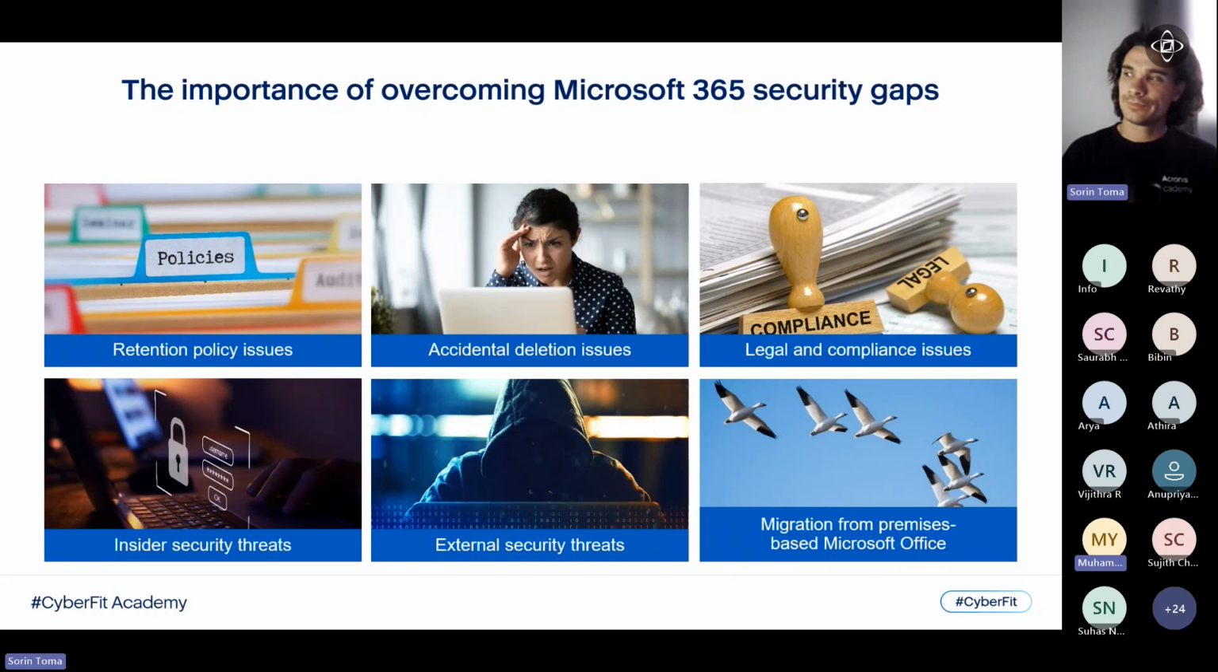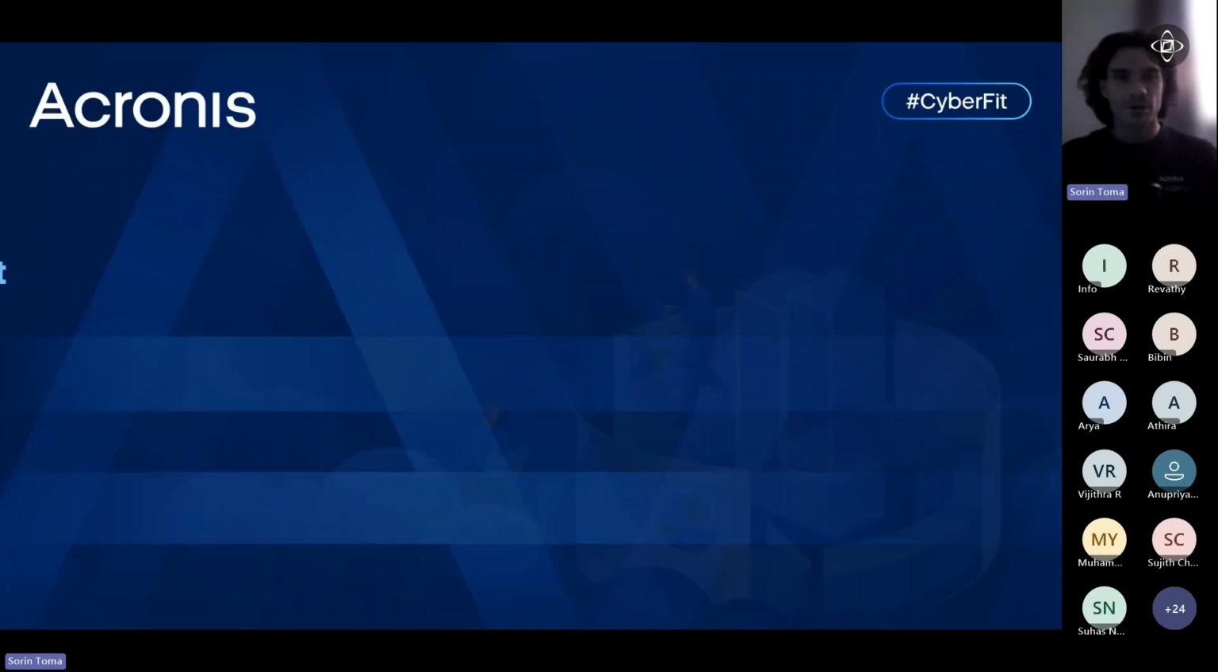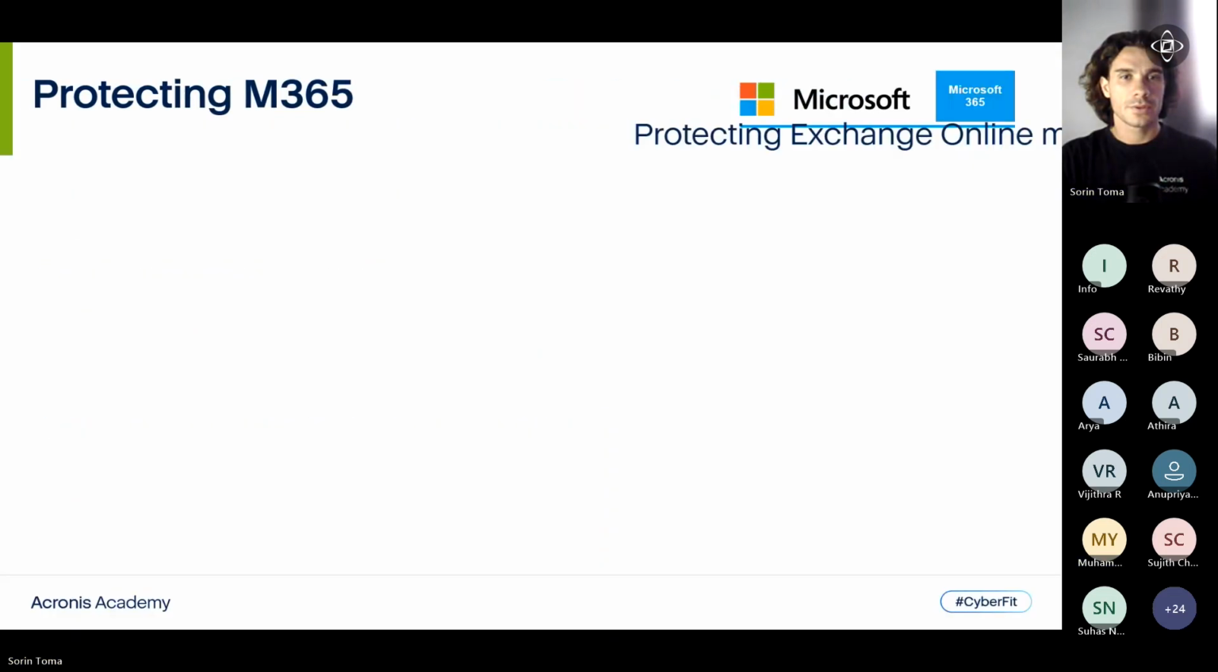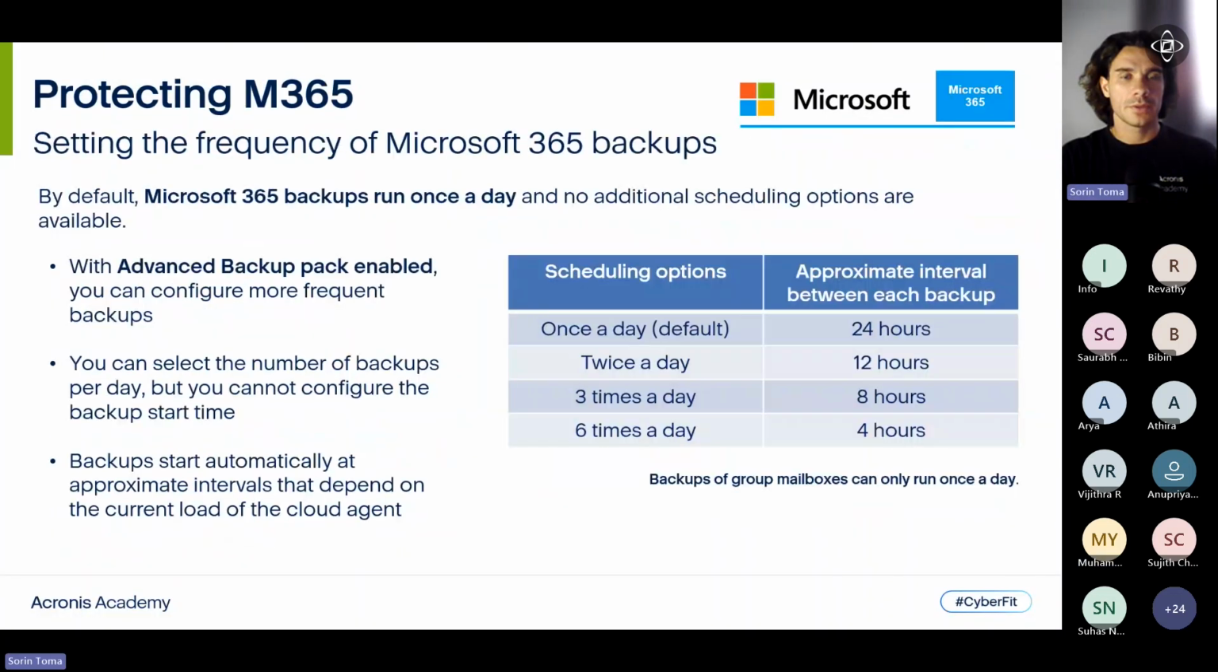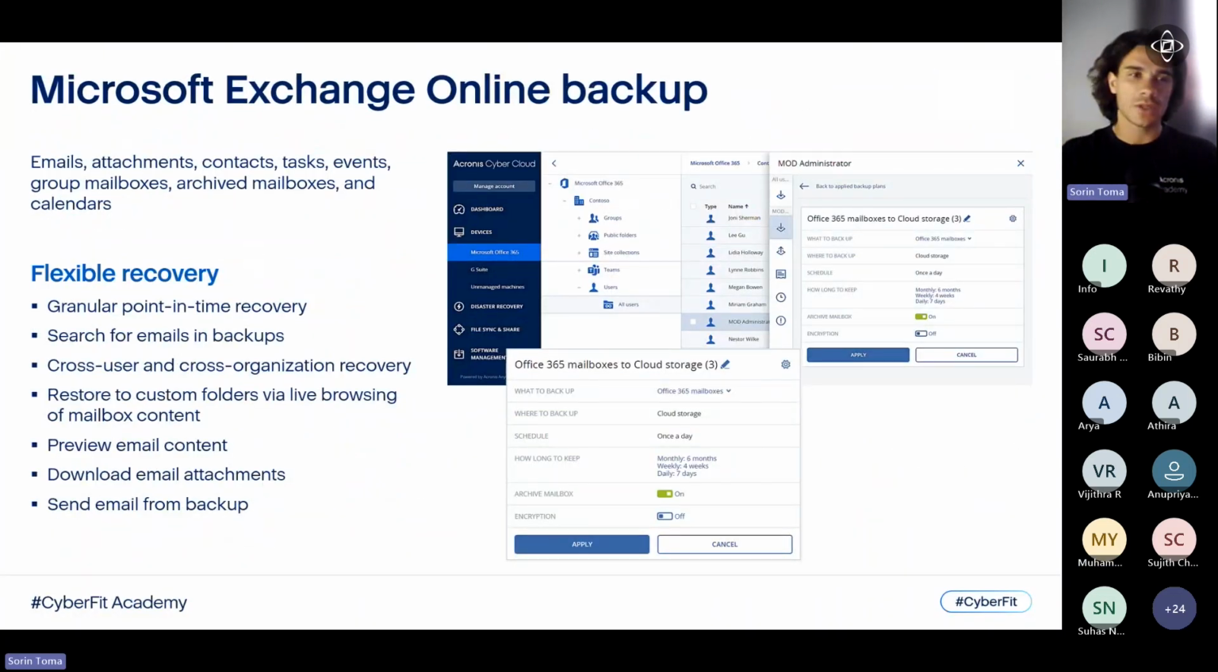So, okay, let me go to what exactly. This is exactly what Suhas will demo for you in a bit. For Microsoft Exchange Online, this is what you can back up: emails, attachments, contacts, tasks, events, group mailboxes, archived mailboxes, and calendars. This is how it looks. And then this is what you can recover.